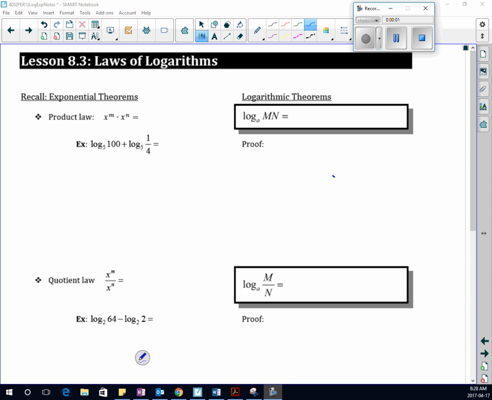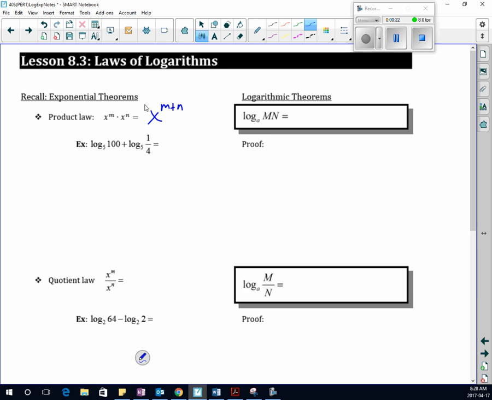Remember the product law of exponents? What's x to the power m times x to the power n? You're supposed to add them, right? Yes? Okay, so I'm going to prove to you what this is equal to.